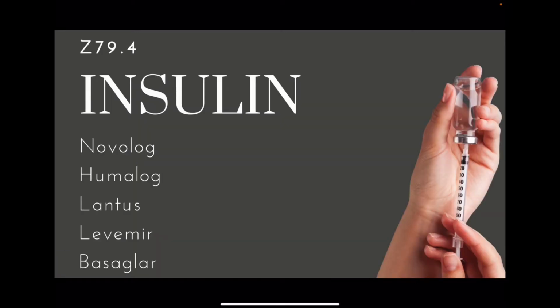Now, the insulin drugs, you've probably seen a lot of these if you've been coding primary care or diabetes providers for any length of time. You've probably seen a lot of Lantus and Novolog and Levemir and some of those drugs. Those are insulin drugs, and they would be reported with code Z79.4.